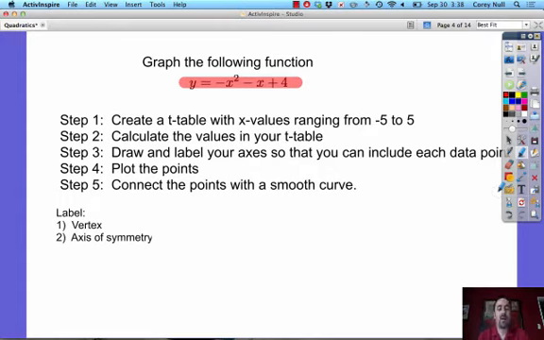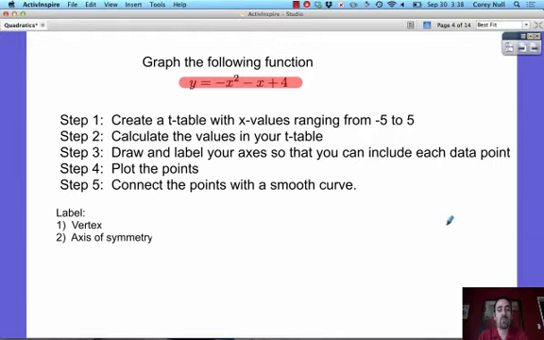The next thing is to calculate values in your t-table. Then we're going to draw and label your axes so you can include each data point. Then plot the points. Then connect the points with a smooth curve. And we're going to go ahead and try to label the vertex and the axis of symmetry best we can. Let's go for it.